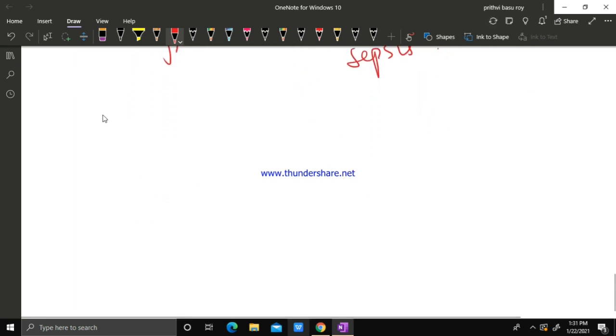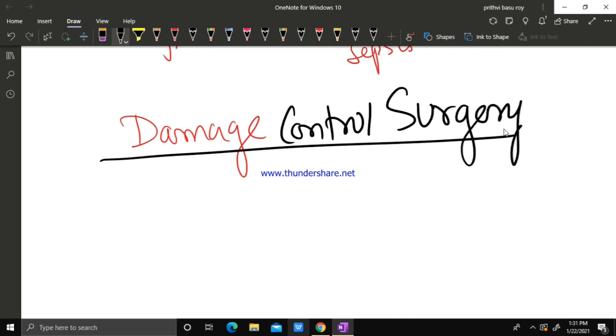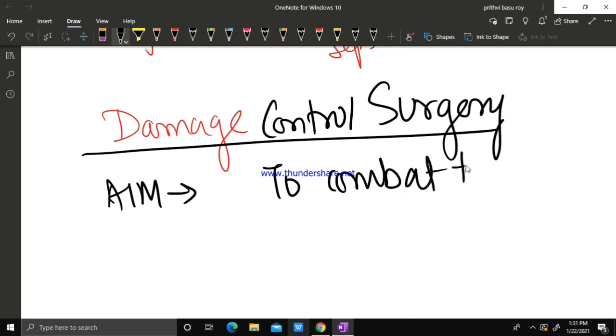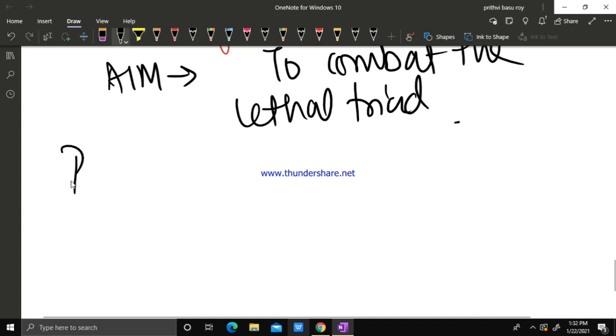Now, here comes the concept of damage control surgery, not resuscitation. Important Viva, important MCQ, important short note, important for MBBS. So what do you do? The aim of this surgery, aim of this process, is to combat the lethal triad. Clear? We need to correct the hypovolemia, the hypothermia, the acidosis and the coagulopathy, which is causing all the problems. So what is the principle?